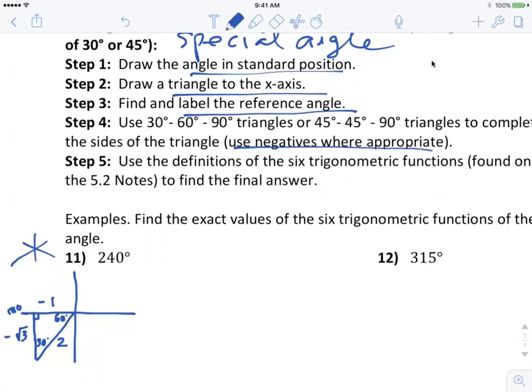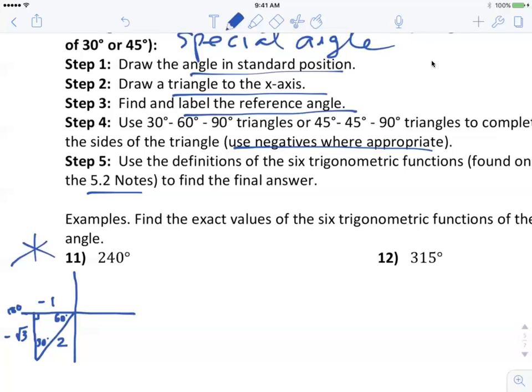Finally, now we're going to use those definitions of the 6 trig functions. Which definitions you use is up to you. You have 2 sets now. You have from 5.2 the ones with the x over r, y over r from the last section, or you could just think of it as the opposites and the hypotenuses, as long as you use the reference angle as your angle that you're doing. I'll talk through both of them.